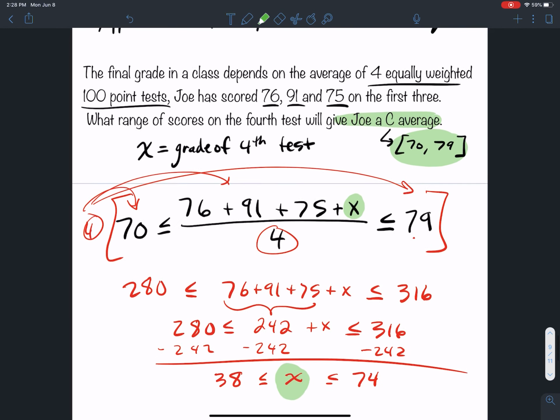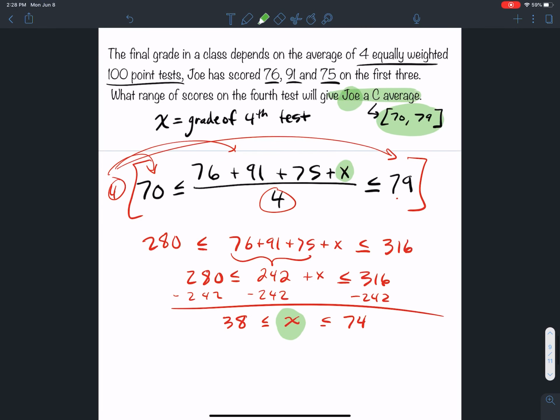So Joe, all he has to do to get a C is to make at least a 38 and no higher than a 74. So is it possible for Joe to get a B in the class? Well, it depends, right? No, it doesn't depend. Look, every test is out of 100 points, right? So if Joe scores 75, 76, 77, higher, he's going to actually get bumped into a higher bracket. So it is possible, yes, Joe could get a B if he really wanted to.